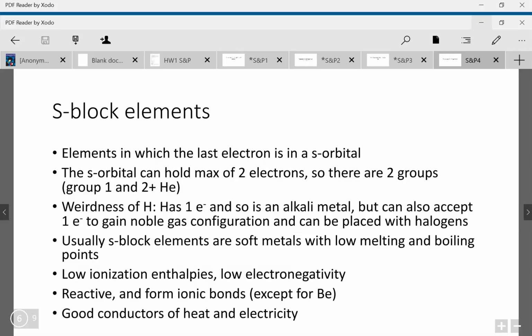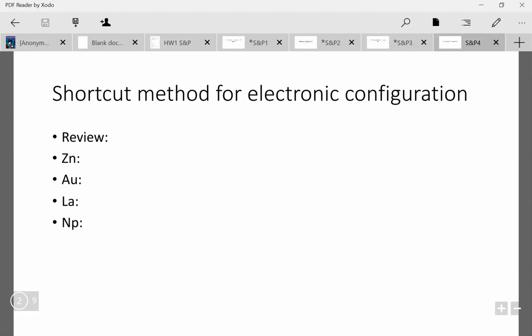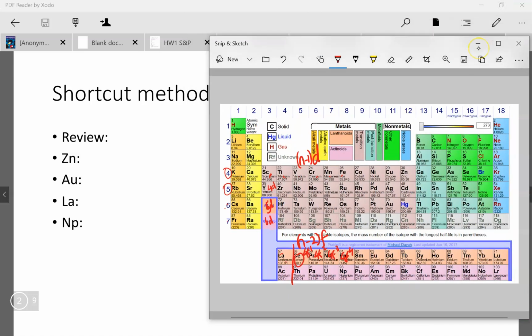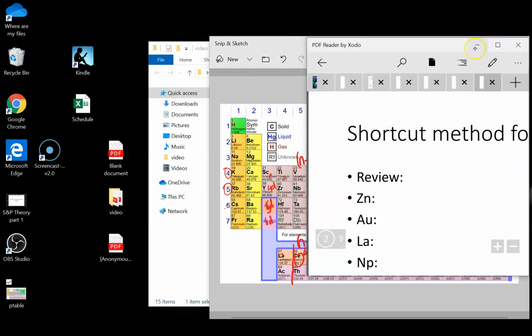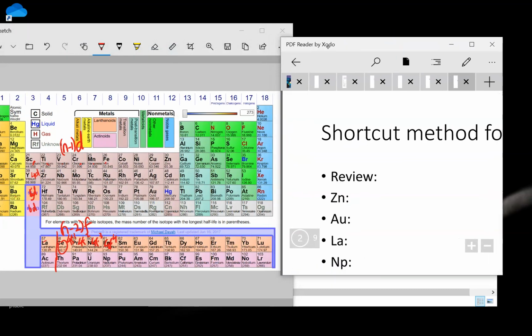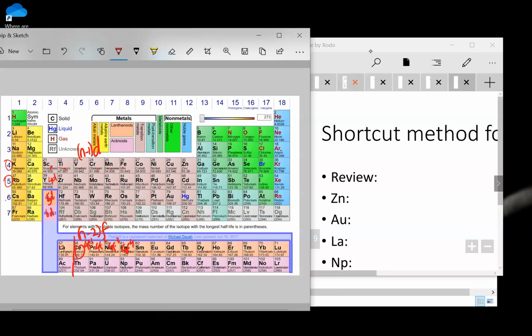And we'll do some practice with, I think, let's do zinc. The shortcut method involves, instead of writing it all out, going back to the nearest noble gas. Remember, back to the nearest. So for zinc, if you go back to the nearest noble gas, that's argon.